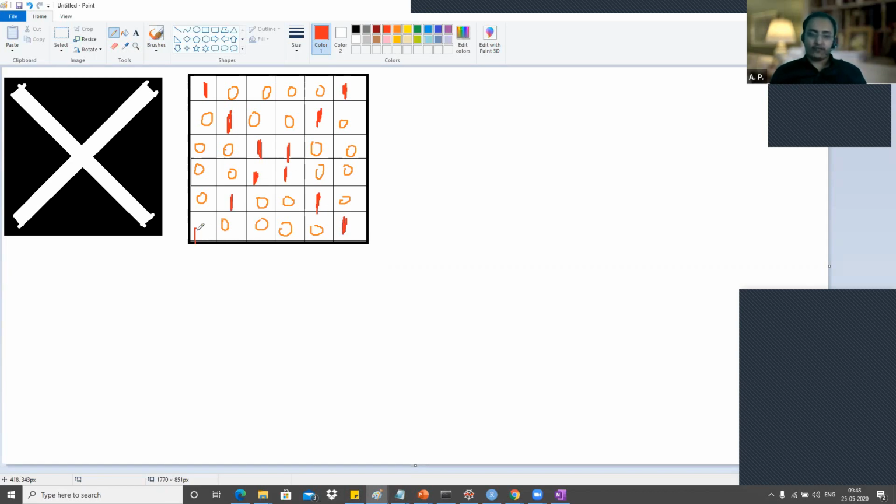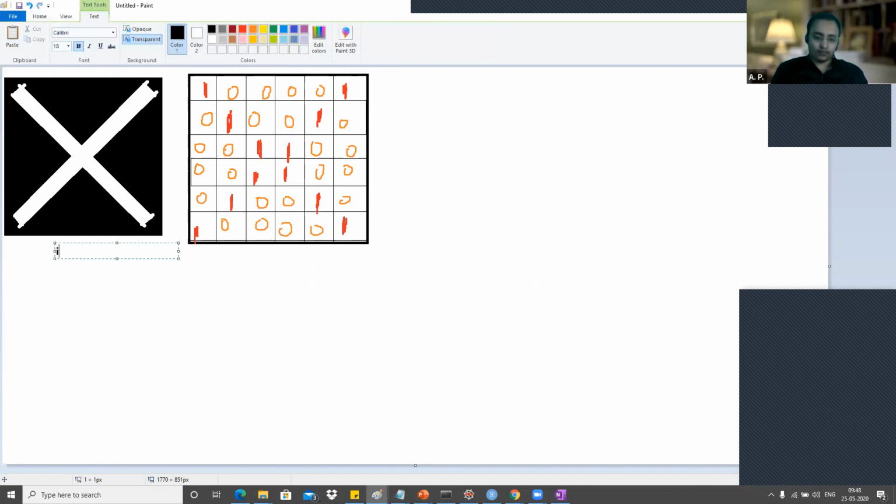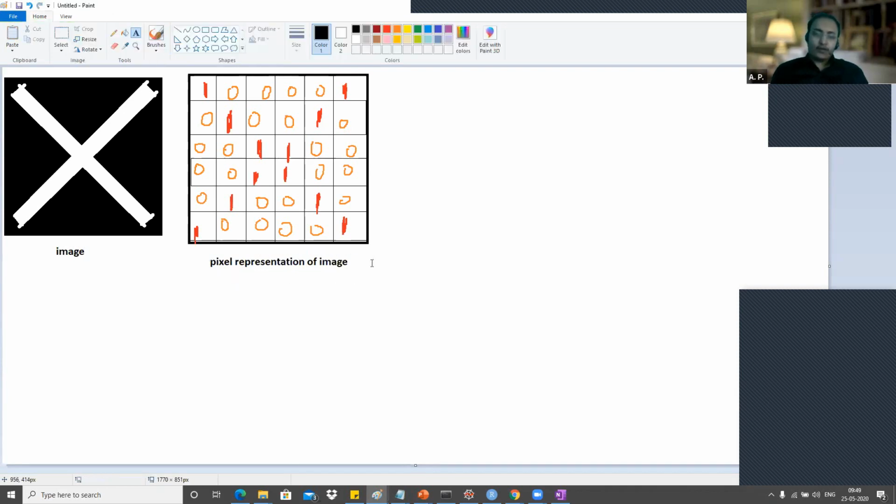So on the left hand side we have the image, and on the right hand side we have a pixel representation of the same image, right? So we can say that this is an image, and this is the pixel representation of the image. Okay. Now this is an image.